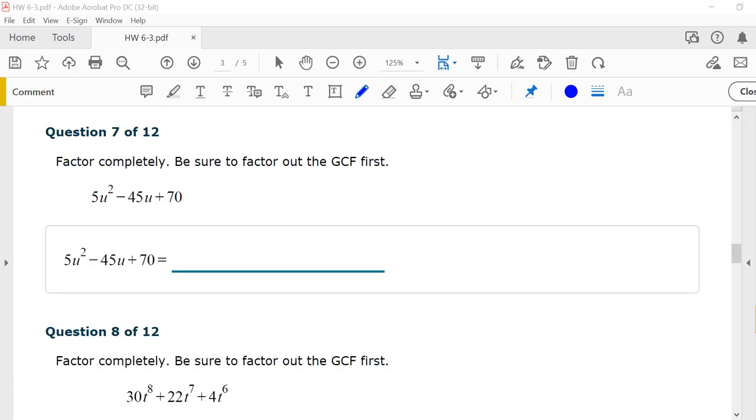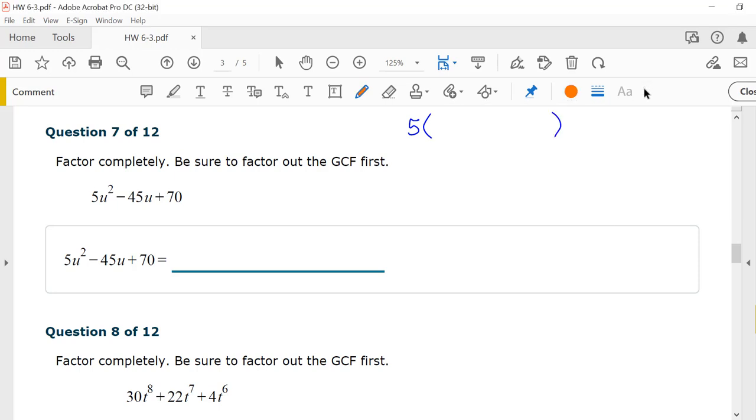Number 7. I notice that all 3 of those numbers are divisible by 5. So I'm going to pull out the GCF of 5. If I pull out a 5, what's left?